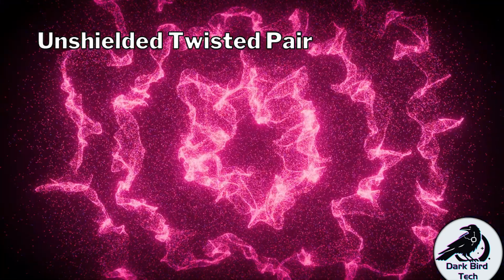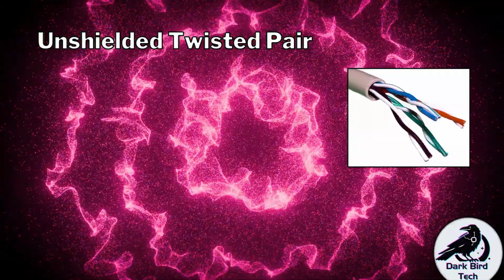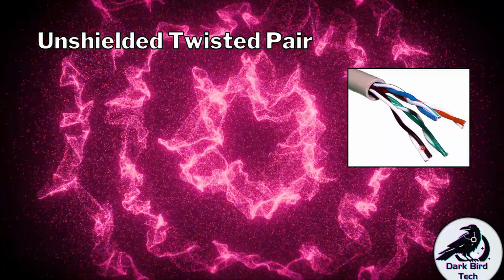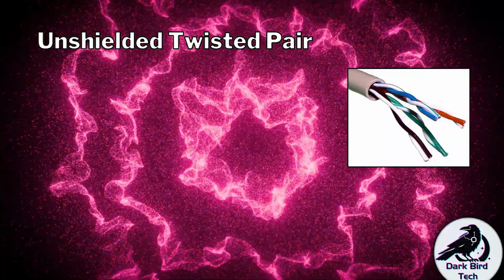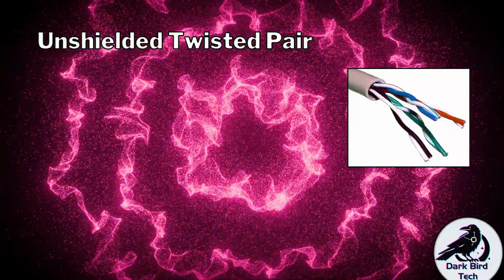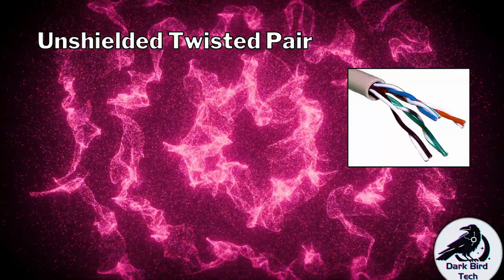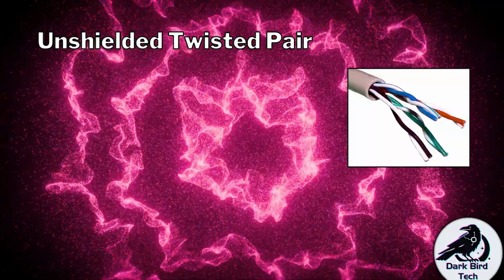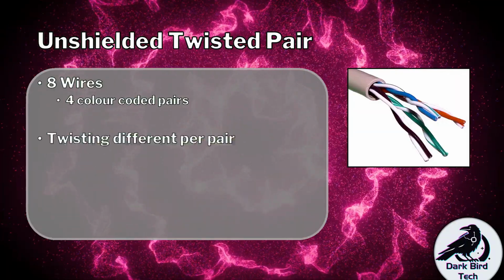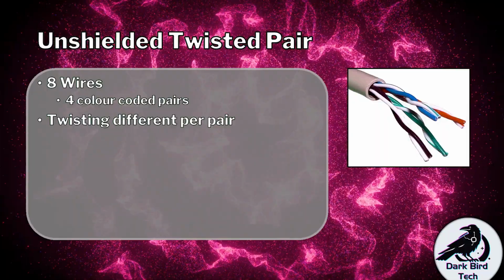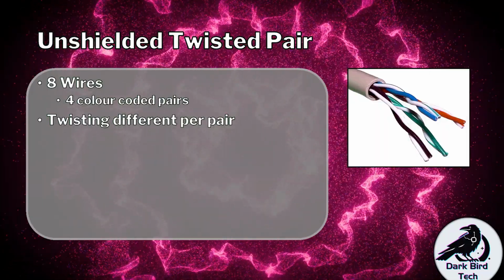Now, unshielded twisted pair is the cheaper of the lot. It looks something like this. These are our 8 lovely little wires twisted together in color-coded pairs. Usually you'll have a solid color and a white mixed color. So brown, white-brown, blue, white-blue, green, white-green, and orange, white-orange. So these 8 wires are in 4 color-coded pairs, and the amount of twisting is different per pair. You thankfully don't have to know how many twists there are per foot or per meter.